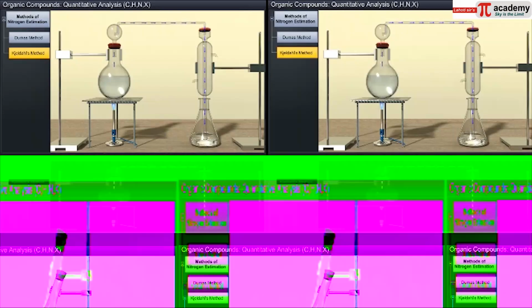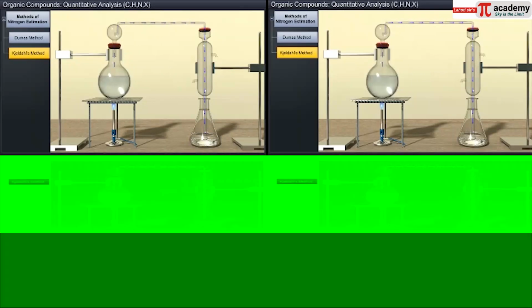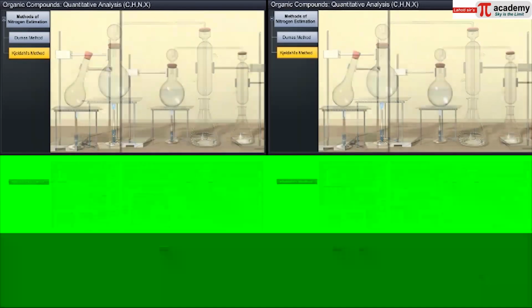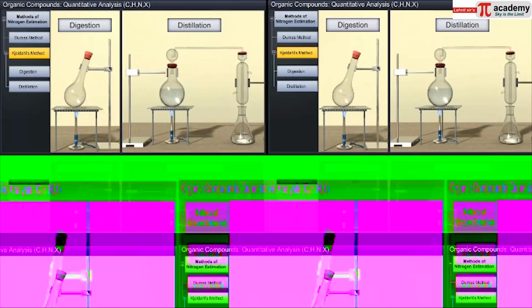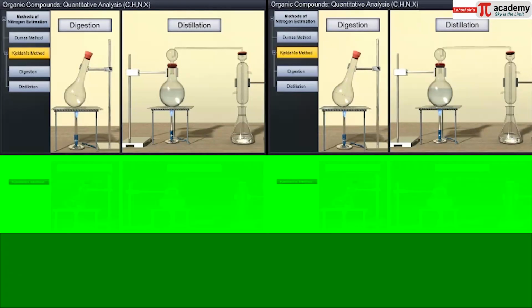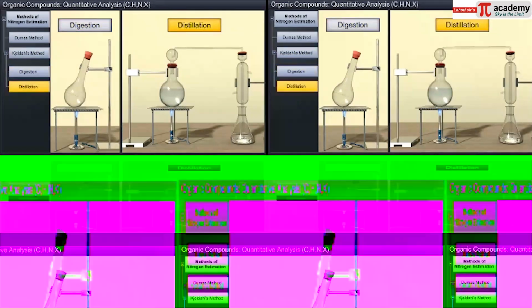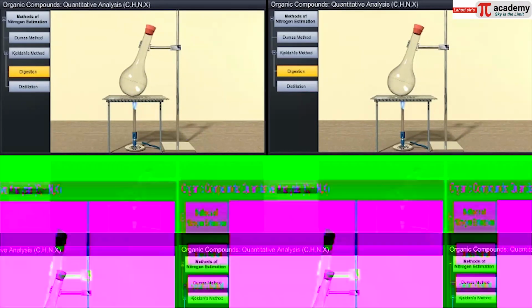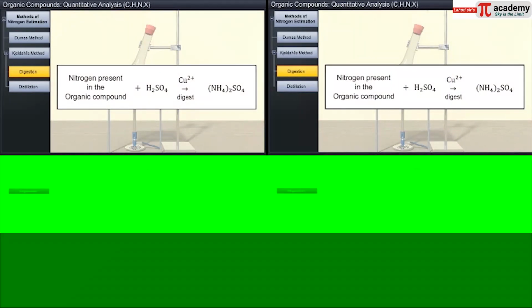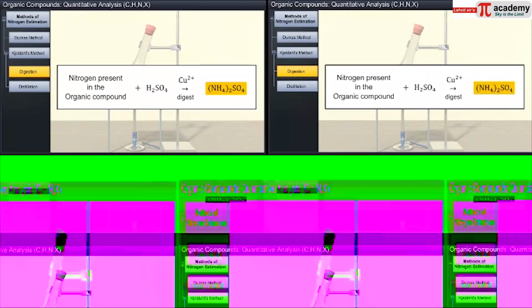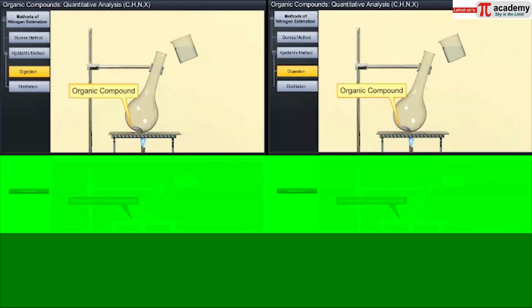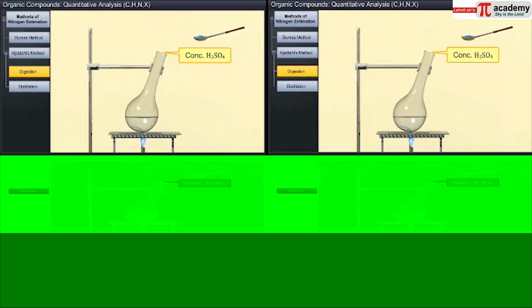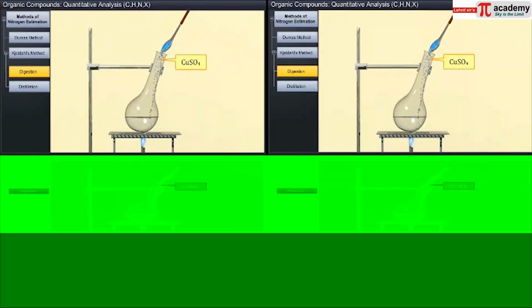Nitrogen is also estimated by another method known as the Kjeldahl's method. The method can be divided into two major stages, namely digestion and distillation. During the digestion stage, the nitrogen present in the organic compound is converted into ammonium sulfate. This is achieved by heating the compound in Kjeldahl flask with concentrated sulfuric acid in the presence of small amount of copper sulfate.